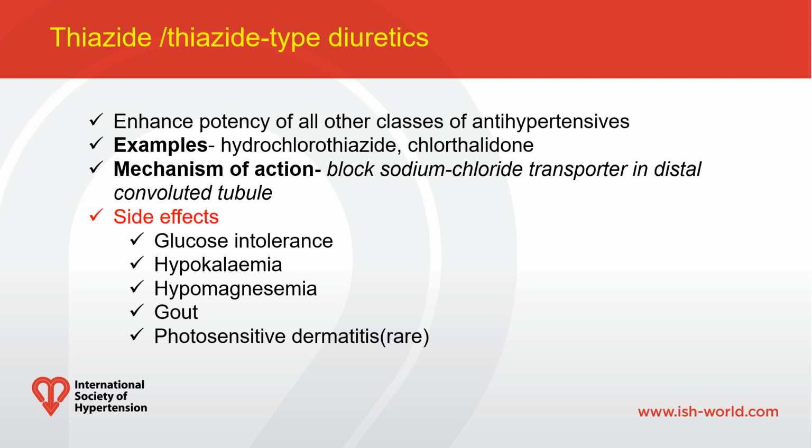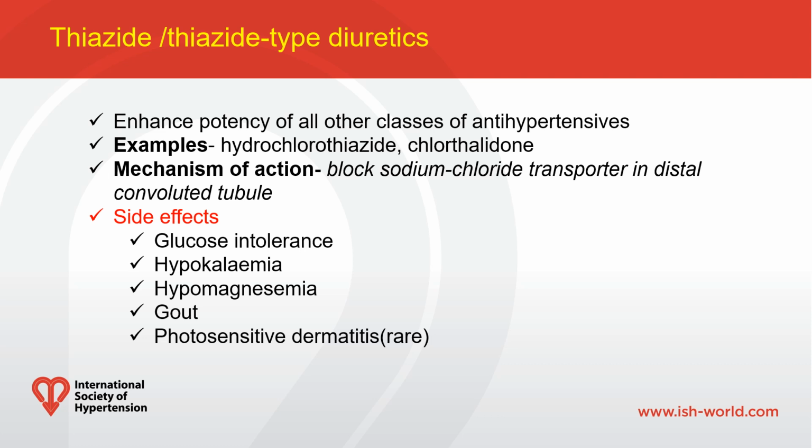Thiazide type is more effective, and it has less metabolic side effect. So it's preferred over hydrochlorothiazide when it's available and affordable. But if it's not available, hydrochlorothiazide will become handy, and hydrochlorothiazide is more available and is equally effective. The mechanism of action: they block the sodium chloride transporters in the distal convoluted tubules.